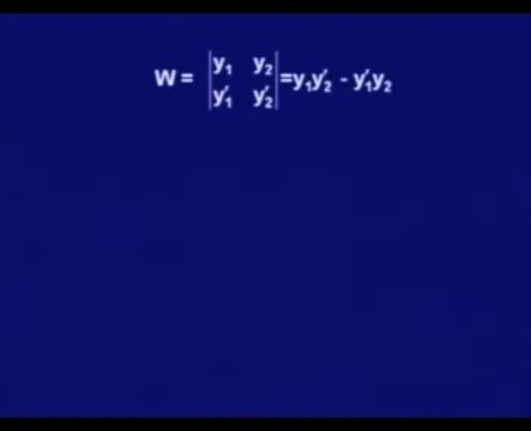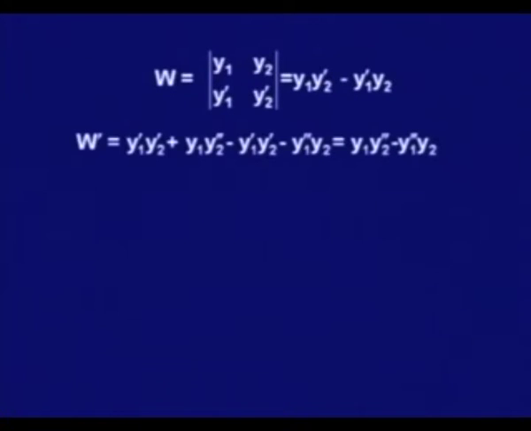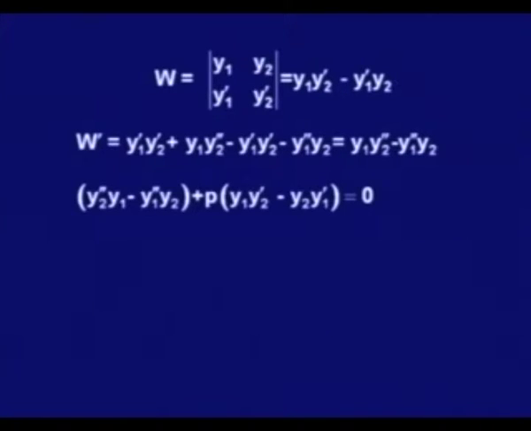Again come back to our Wronskian. It is y1 y2 dash minus y1 dash y2. Now, this is a function of x, so if I differentiate with respect to x, what would I get? y1 dash y2 dash plus y1 y2 double dash minus y1 dash y2 dash minus y1 double dash y2, that is y1 y2 double dash minus y1 double dash y2, since y1 dash y2 dash is getting cancelled out.